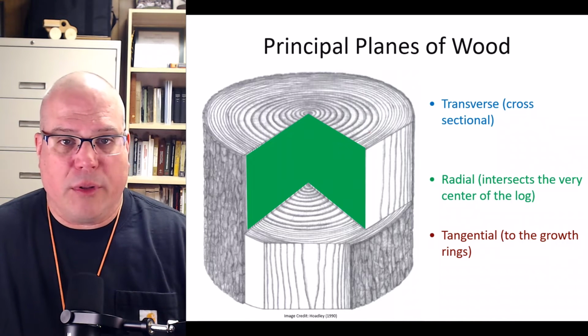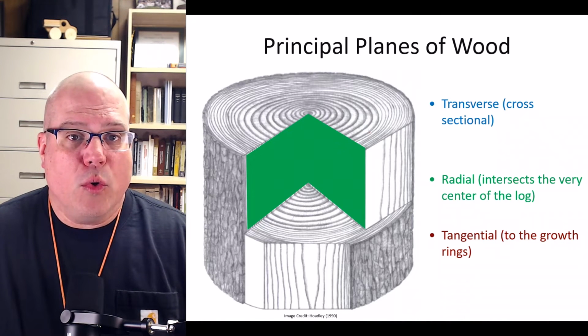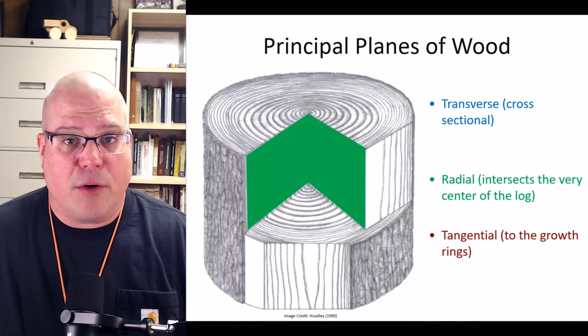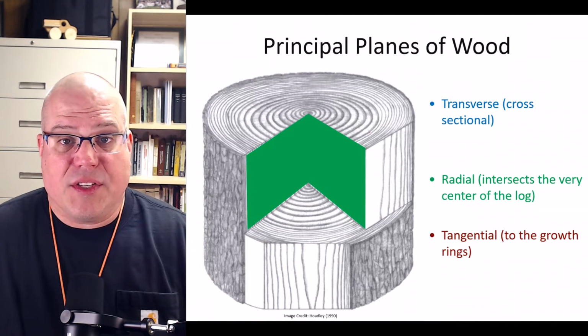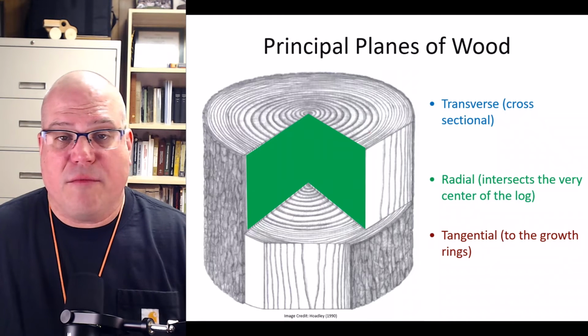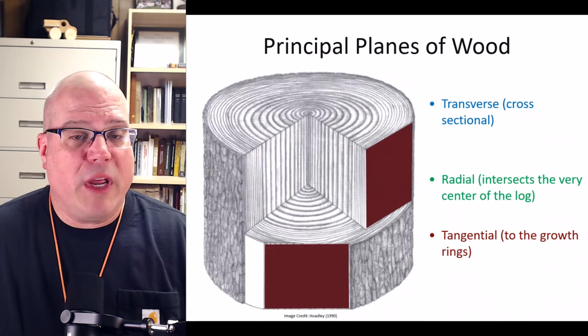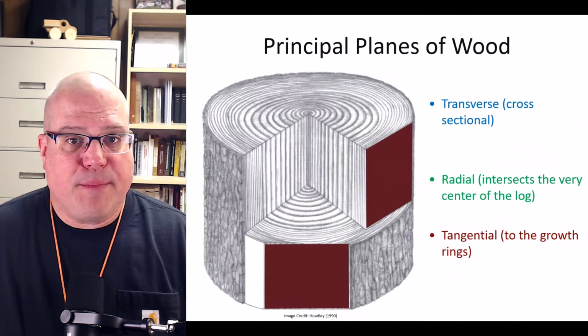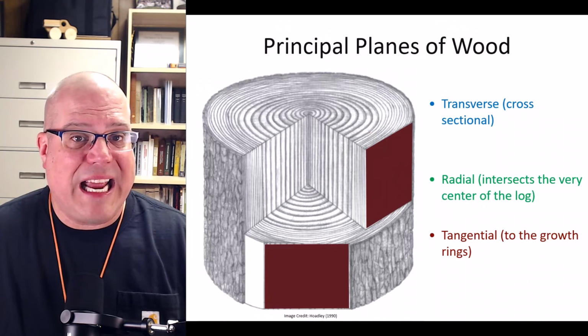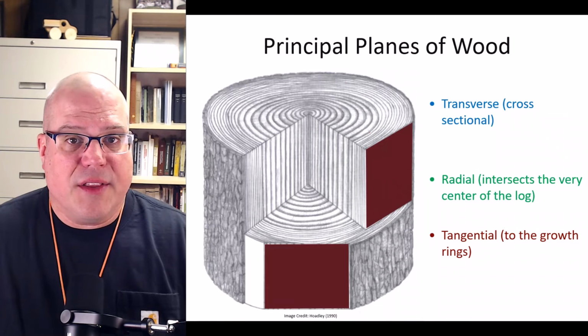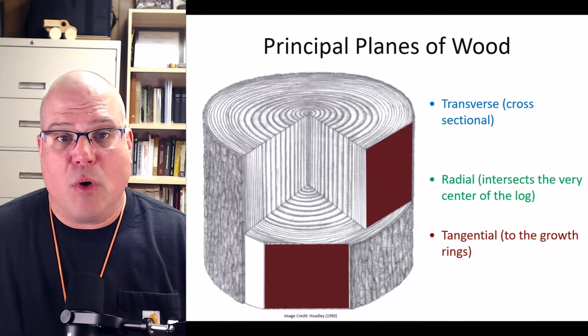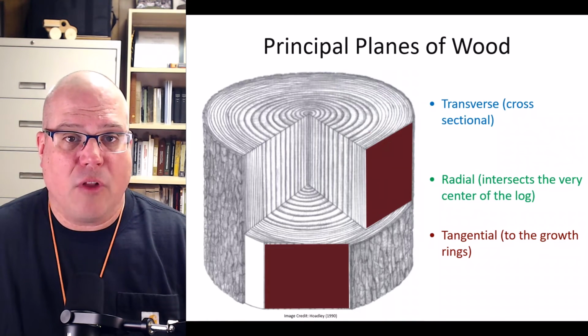Next is the radial plane. You could make a radial plane if you cut a log vertically through its very center parallel to the rays. This is the surface you would see on the face of most quarter-sawn lumber. The third plane we call tangential. It is parallel to, or more accurately, tangential to the growth rings. This is the surface you would see on most flat-sawn pieces of lumber.